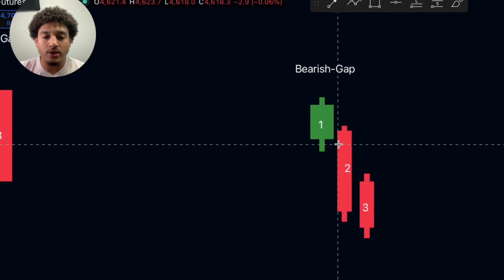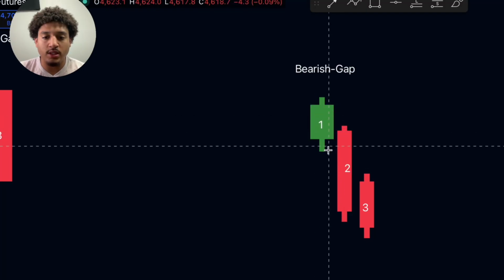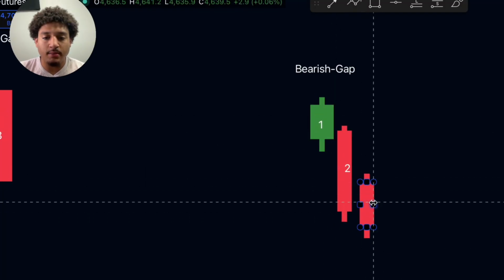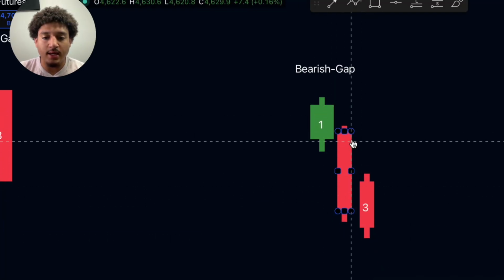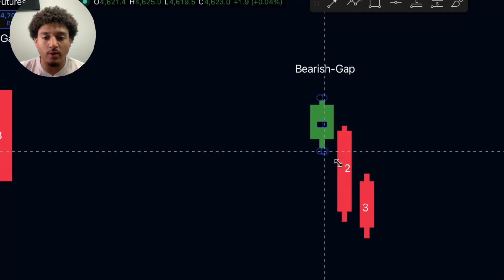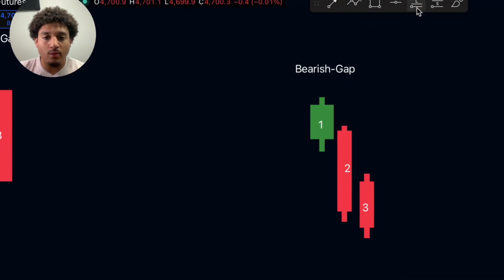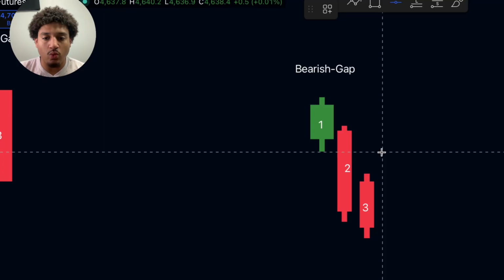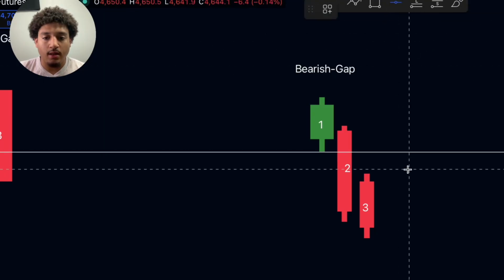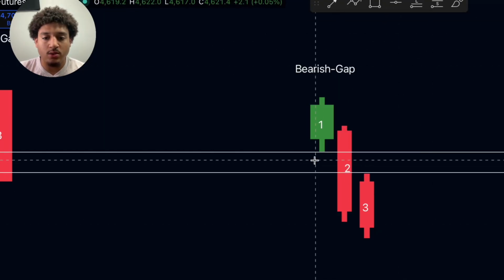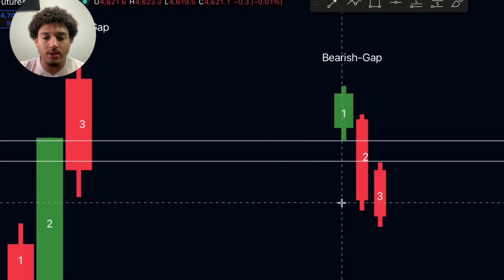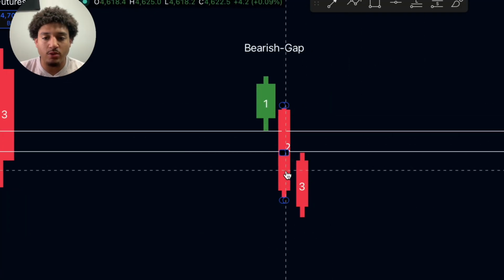The 1 will also be on the left side of the 2 in a bullish gap. And the 3 doesn't matter. The 2 will always be a selling candle, selling or red candle. The 2 will be in a bearish gap, okay? Once again, the gap is between the 1 and the 3, okay? This is where the gap actually is, okay? So we're showing signs of strong bearish movement.